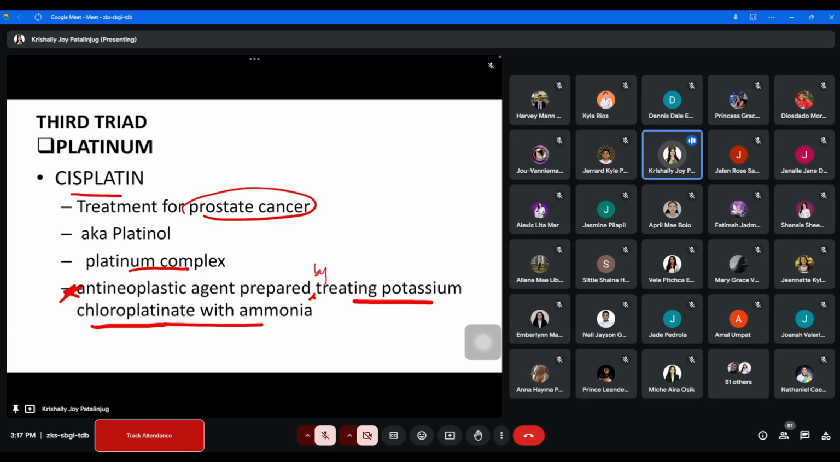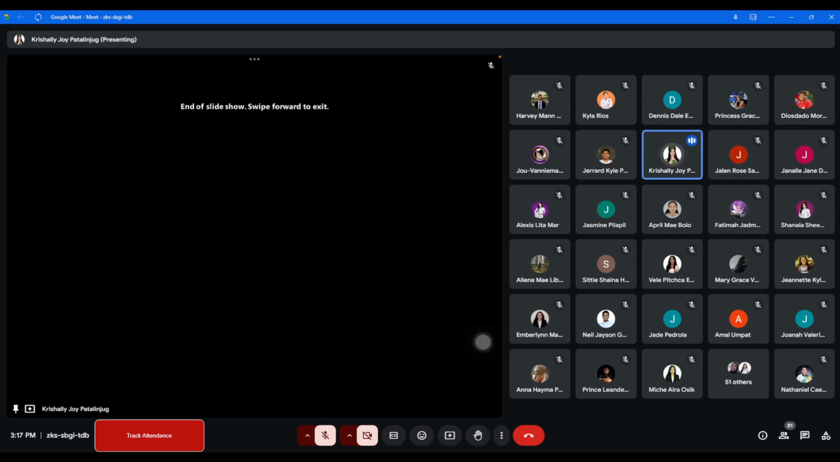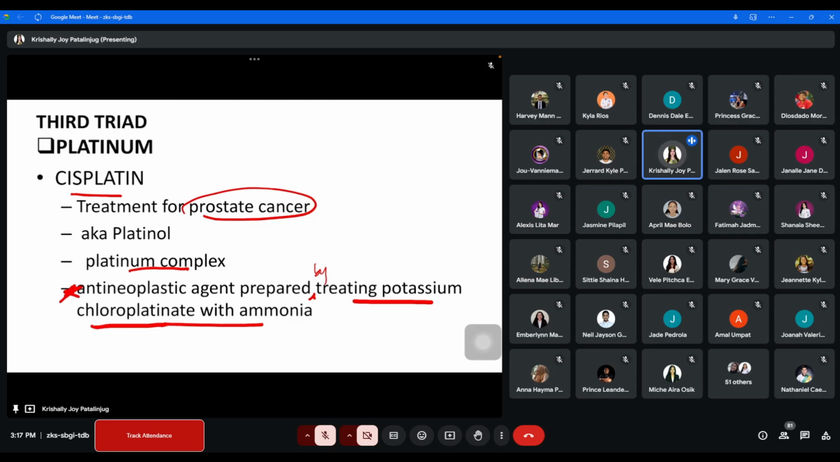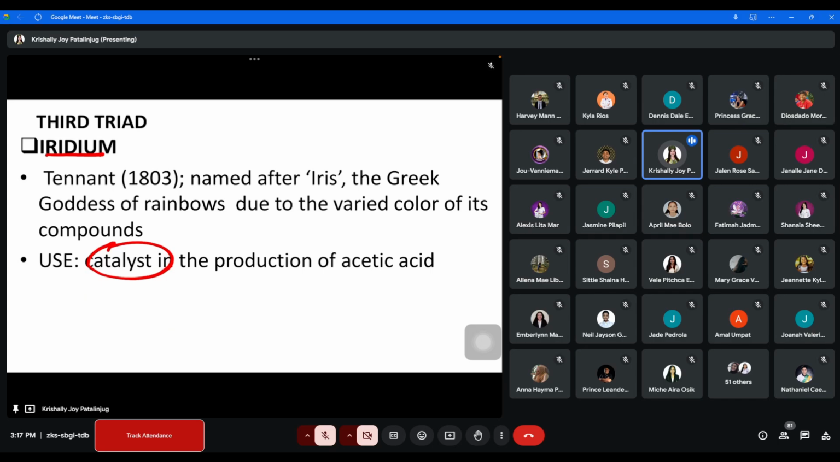Okay, so that's for group 8B. So again, under group 8B, the elements are grouped into 3 triads. The first triad: iron, cobalt, nickel. Second triad: ruthenium, rhodium, and palladium. Third triad: osmium, iridium, and platinum.